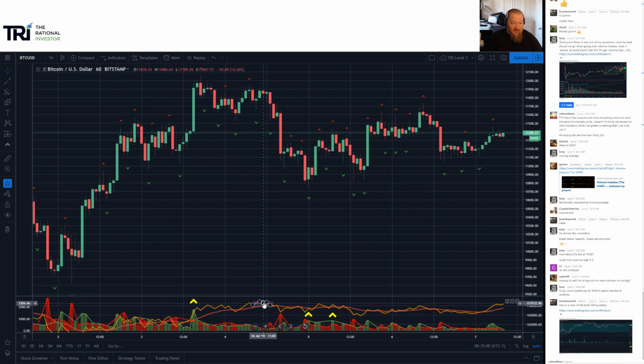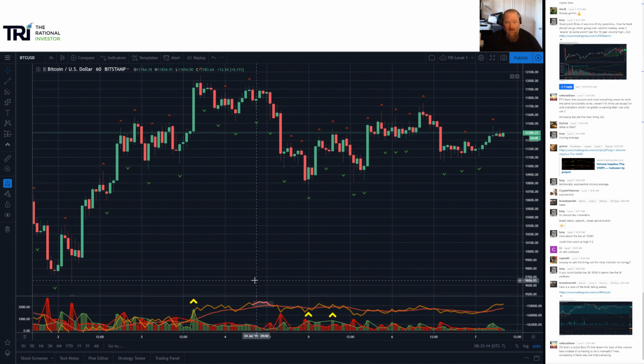Ideally, we will also see the bears waking up, the bearish bars getting higher and higher, but sometimes that doesn't happen until the actual reversal move.